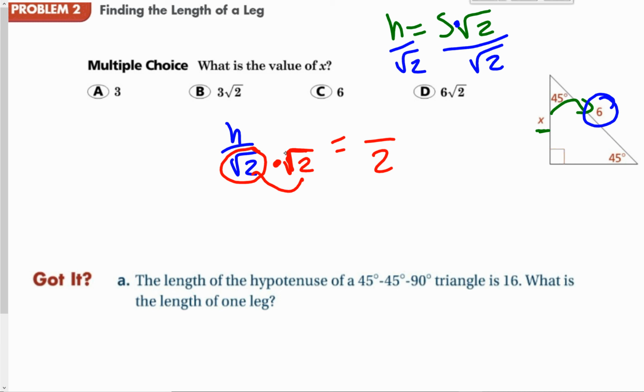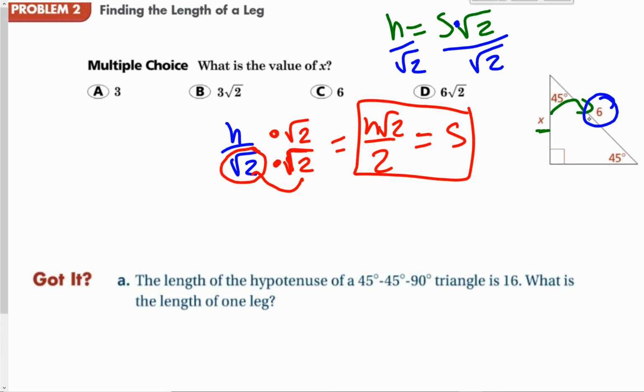Well, if I multiply the bottom by that, I also have to multiply the top. Right? That's how fractions work. So this would be h root 2 over 2. That would be how I get my side. Okay, so that's what I do when I have a whole number like 6.